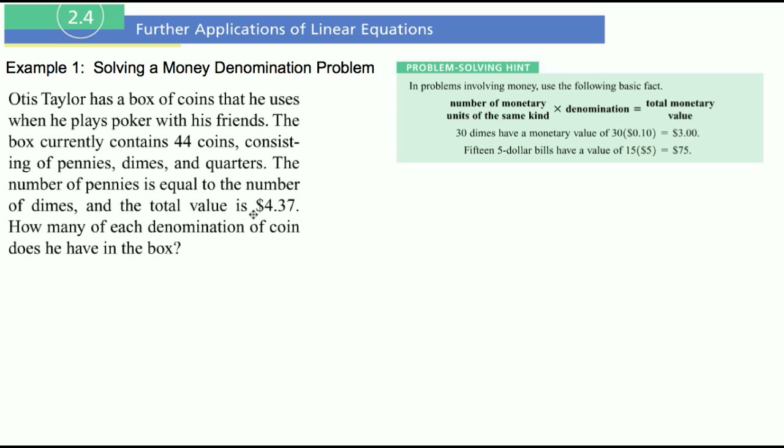So we have a combination of pennies, dimes, and quarters. We will be using this logic right here, and that is that the number of monetary units of the same kind multiplied by the denomination is the total money. So if I have 30 dimes, I multiply that by 0.10 because that's the decimal version of 10 cents. You multiply those together and I get $3. Or if I have 15 $5 bills, then I take $5 and multiply that by 15. Whatever the denomination is, if it's pennies 0.01, quarters 0.25, you just have to make sure that that's consistent.